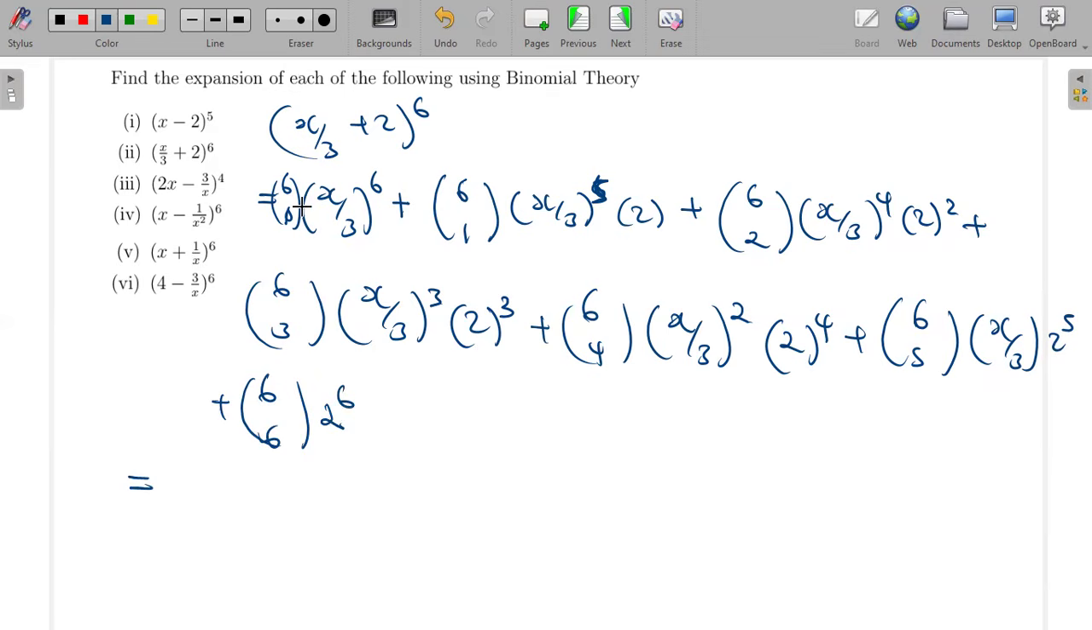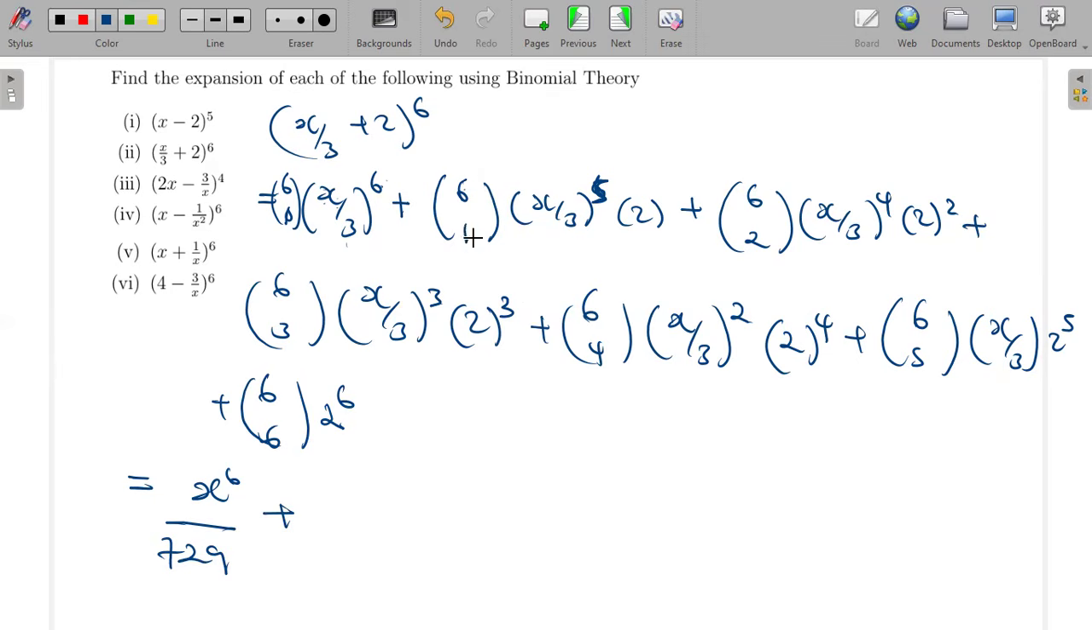So then 6 choose 0. That's just going to give me 1. So that gives me 1. And then I have x to the power 6. So x to the power 6, then you have 3 to the power 6. So 3 to the power 6 there, it's just going to give you 729.